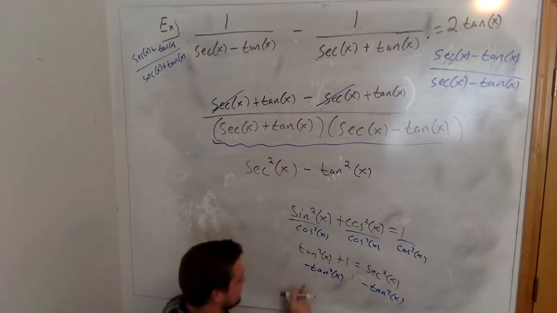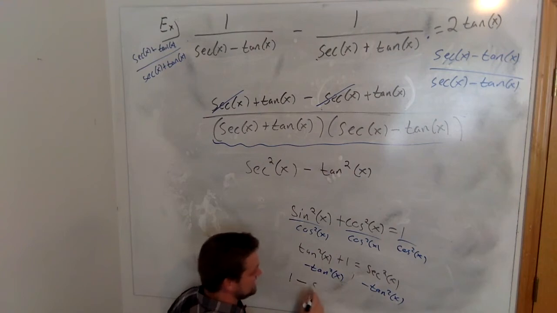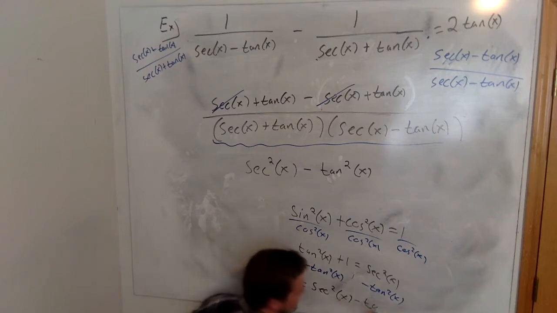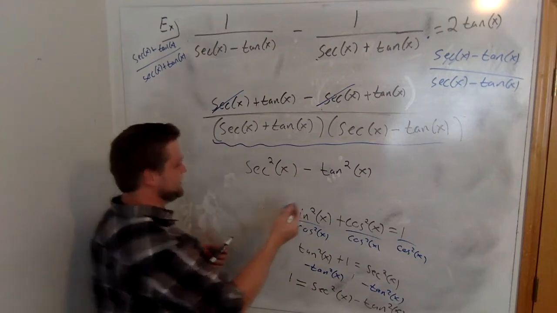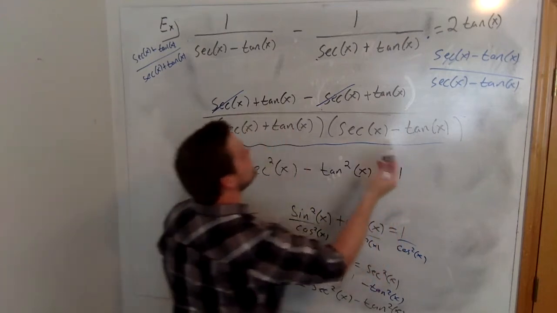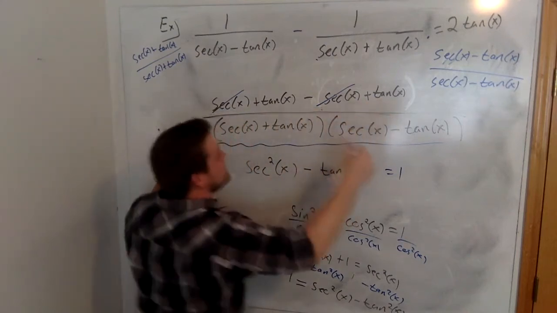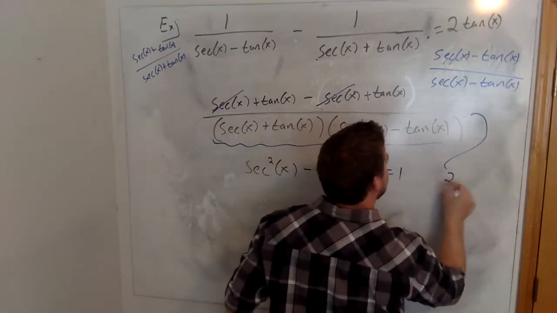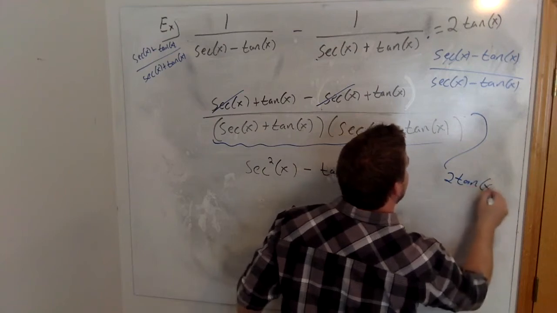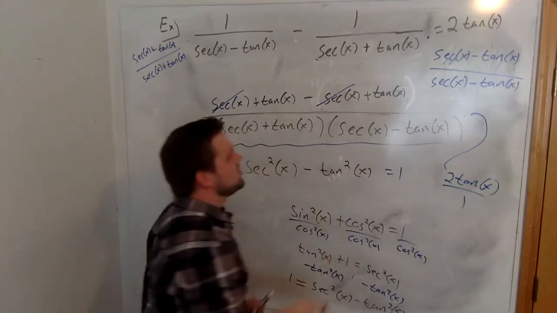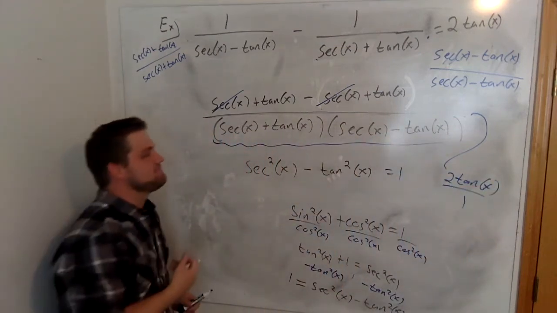So this says exactly what we were hoping it would be. That 1 is equal to secant squared of x minus tan squared of x. So this is just 1. So the numerator is tangent plus another tangent. So we still get the same thing as 2 tangent of x over 1, or just 2 tangent. Notice we got the same exact answer.